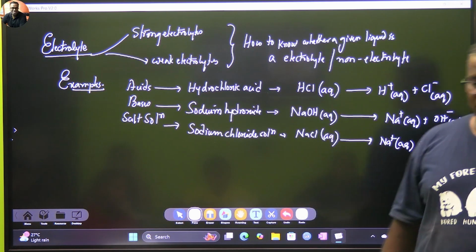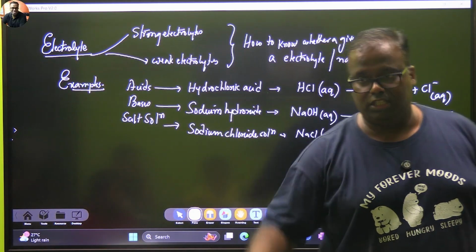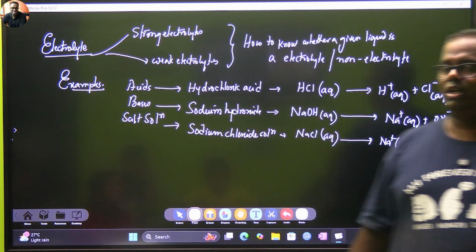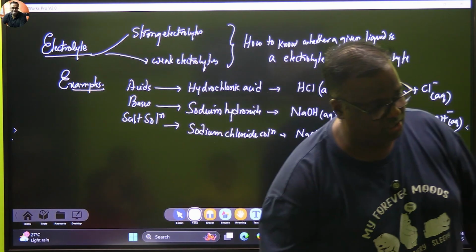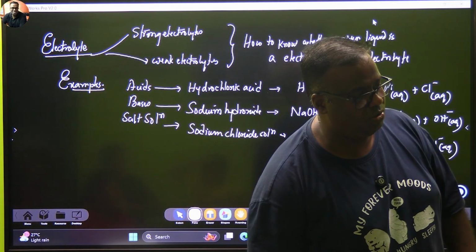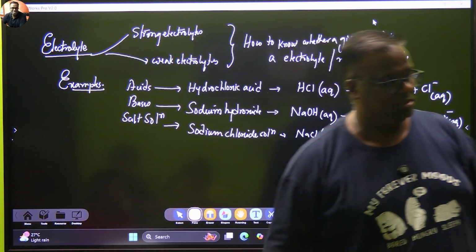Now our next target is to find out, given a liquid in your hand, how will you understand whether it's an electrolyte or not? So we stop our discussion here. Next class, we'll go ahead from here. Righto?